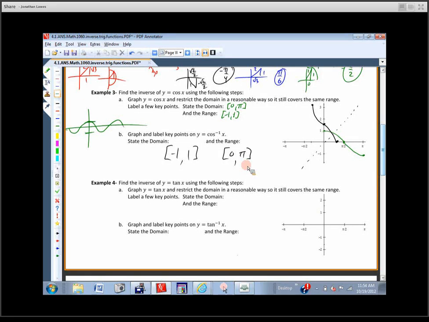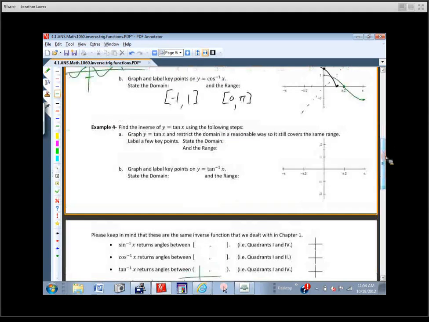Questions? We're good there? Okay, sine and cosine are fairly straightforward. Let's think about tangent inverse. This one gets kind of interesting.